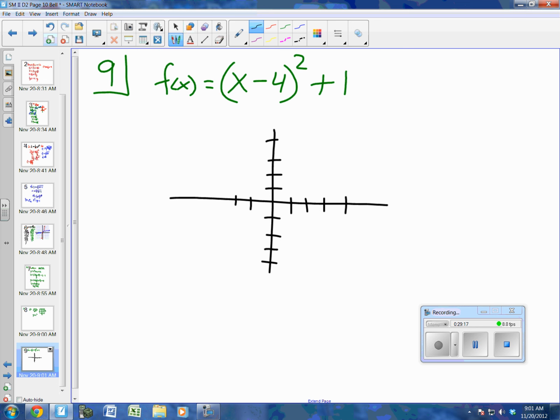Okay, you guys, where's the vertex of this parabola? 4 comma 1. Does it open up or down? How can we tell it opens up? Yeah, there's no negative in front of the function, right? Okay, that's what that graph looks like.